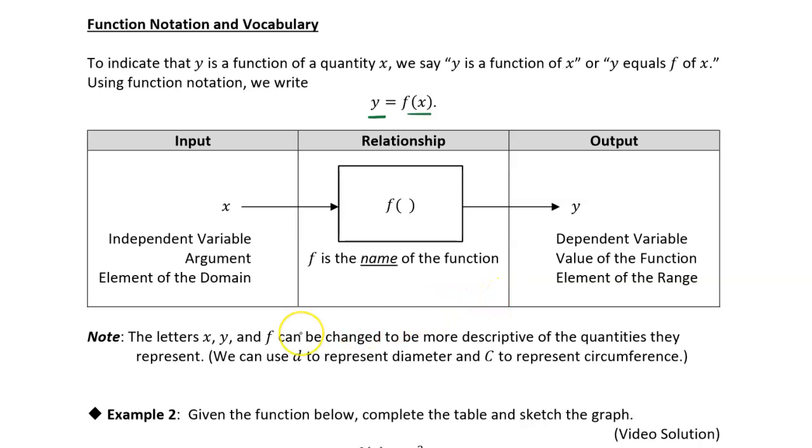Now, one thing to note is that these x and y and f are kind of arbitrary letters. We can change those letters so that they're more descriptive of the quantities that they represent. For example, in that previous example where we had D representing diameter and C representing circumference, it's just easier to use letters that remind us of what those quantities represent. So just remember those letters are arbitrary. Oftentimes we use x and y and f for the name of the function, but we can change those letters.